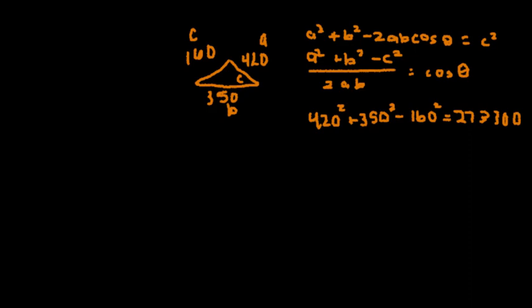Now let's find our denominator. To find our denominator, we'll have to do 2 times 420 times 350. My bad, 2 times 420 times 350. And with that, our solution, if you put it in a calculator, would be 294,000. Okay, 294,000 flat.